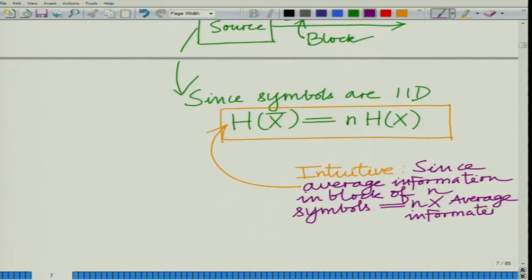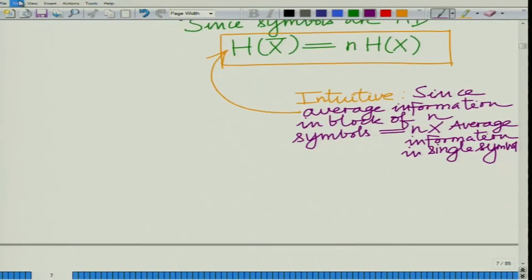Equals n times the average information in a single symbol. So, the average information in a block of n symbols equals n times the average information in a single symbol. And you can also see this mathematically, theoretically.